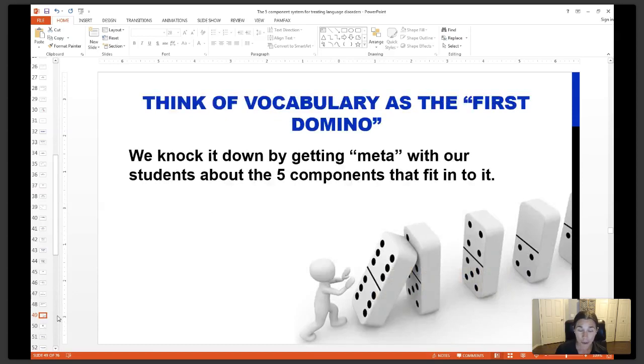So back to that first domino. Essentially, how we knock it down is by diving into these 5 areas with our students. So what I mean by getting meta is being direct. So you're talking directly about these rules because they might not pick up on them if you don't explain them directly.